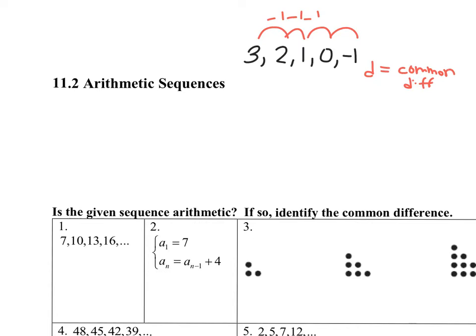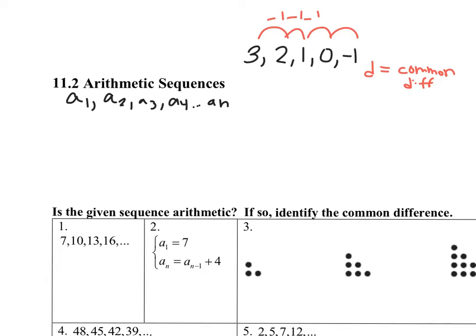In sequence notation, if you have a sub 1, so that's a subscript, a smaller number, that means the first term. So it would go a sub 1, a sub 2, a sub 3, a sub 4, ... a sub n. A sub n stands for the nth term.